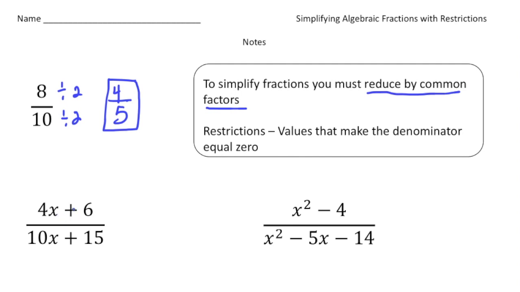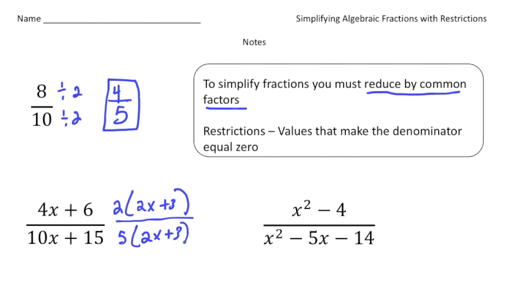Alright, so here we have 4x plus 6 divided by 10x plus 15. So again, I'm allowed to reduce common factors, right? So in order to reduce common factors, I need to factor both the numerator and denominator. So 4x plus 6, I can take out 2. So it's going to be 2 times (2x plus 3). And then the denominator, 10x plus 15, there's a common factor of 5, right? So I'm going to take out a 5. And that'll be 5 times (2x plus 3).